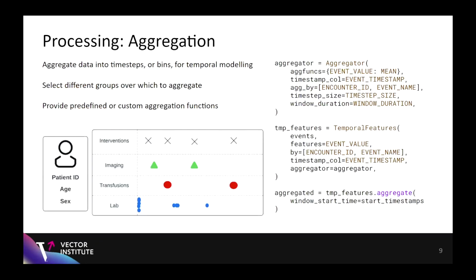Then we move on to aggregation. So this is for temporal data and modeling. You can select different groups over which to aggregate and then provide custom or even predefined aggregation functions to use. And you can see an example of that on the right, where we're doing some mean aggregation. We provide the timestamp column, how we want to group, and then things like time step size, window duration, define the features, and then we just call .aggregate, which is again specific to temporal features, which is why you might want these objects to be specific.